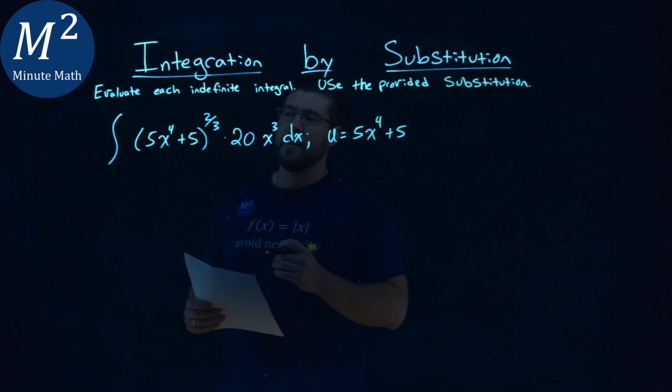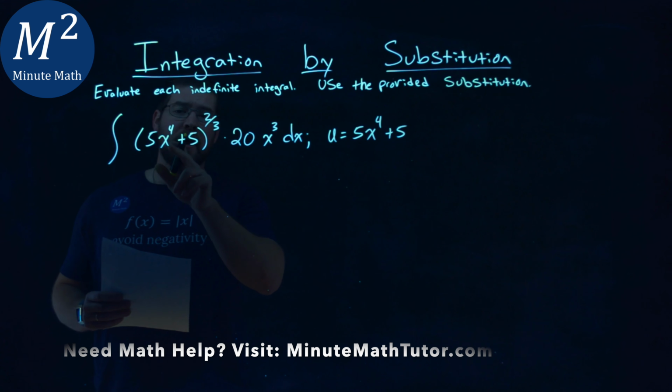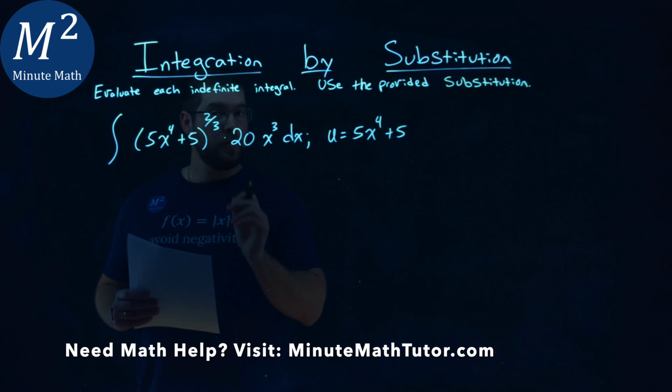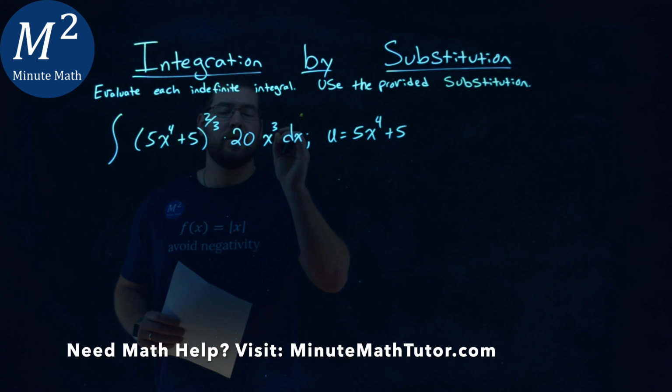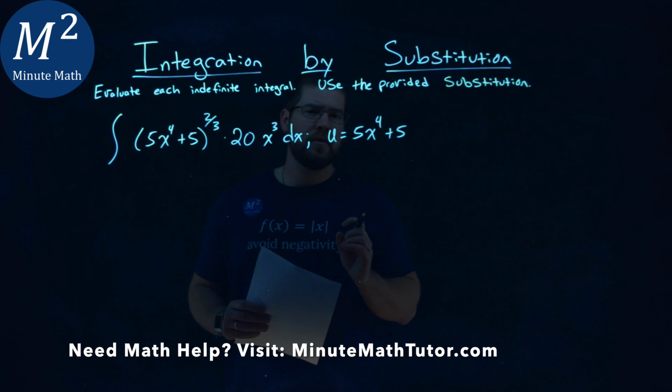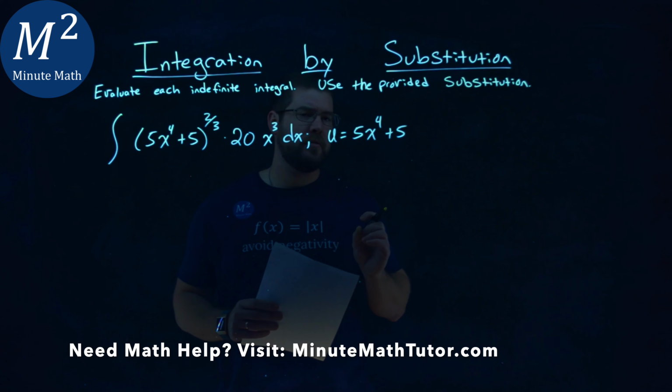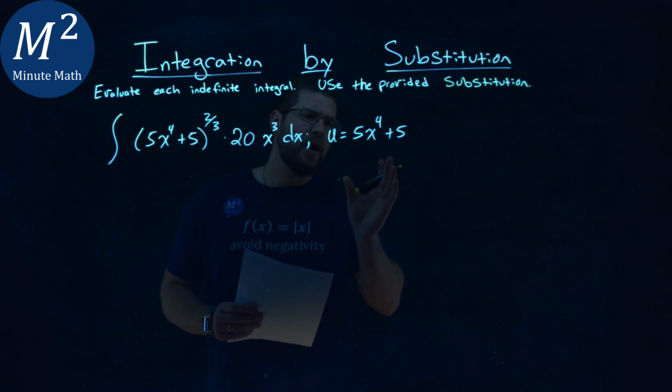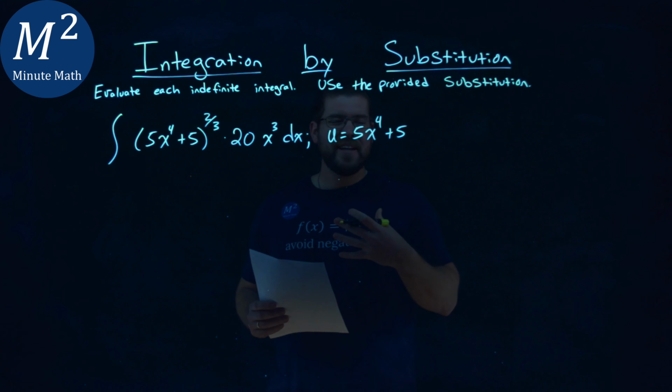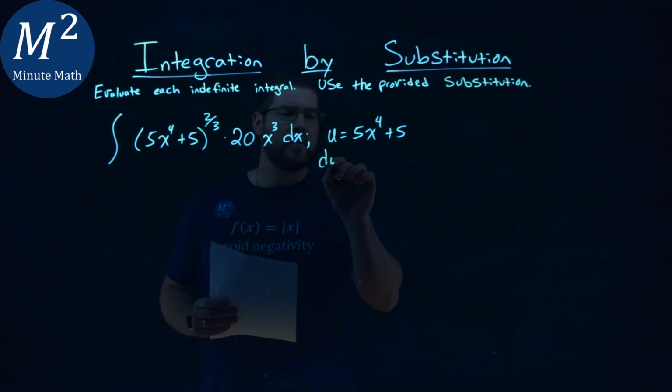We're given this problem right here, the integral of 5x to the fourth power plus 5 to the 2/3 power times 20x to the third dx. And we're given a u substitution value of 5x to the fourth plus 5. And we have to evaluate this indefinite integral. Now, we're already given a u value, so we need to find the du value, the derivative.